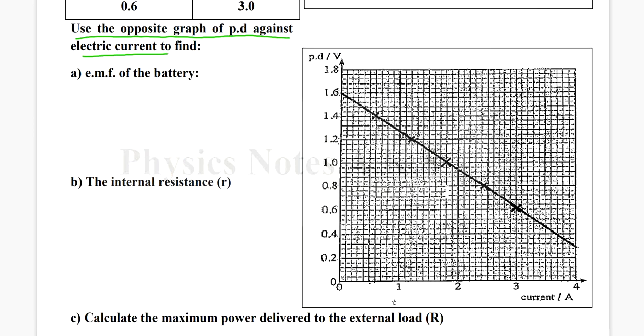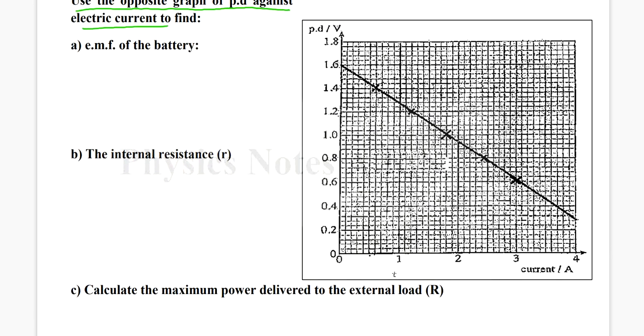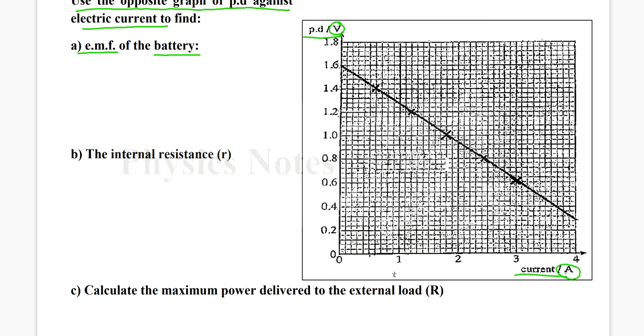Let's see what they want. They want me to find first the electromotive force of the battery. So I pay attention to the graph here. I have potential difference in volts. Pay attention, it's in volts, so no need to change the values. And here the electric current in amperes, so also no need to change the values.